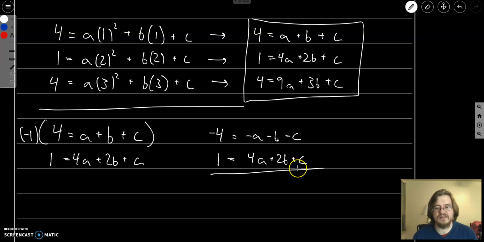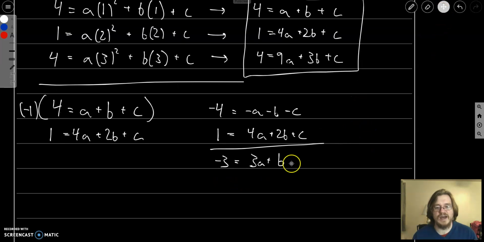And when I add these together, the C's will cancel, which is exactly what I wanted. But then -B and 2B, so that's just 1B left. -A and 4A, that'll be 3A left. And -4 and 1 will give us -3. So I have eliminated C. Now I want to take, let's say, the second two equations, and I'll do the same thing.